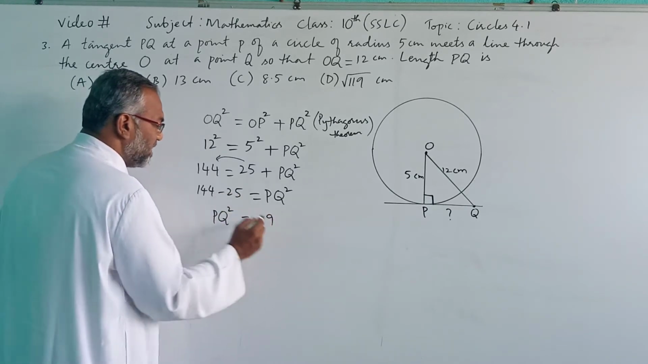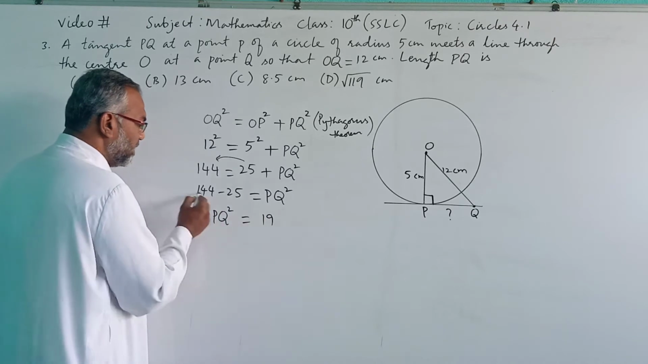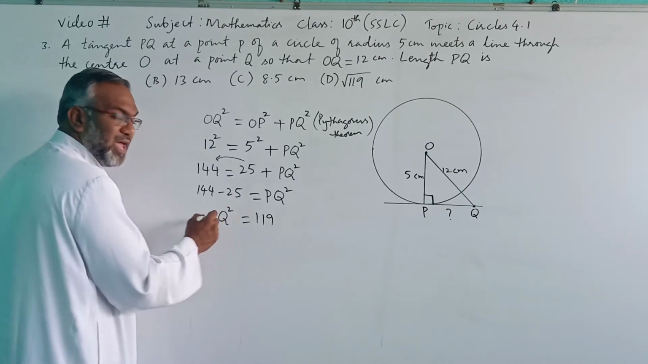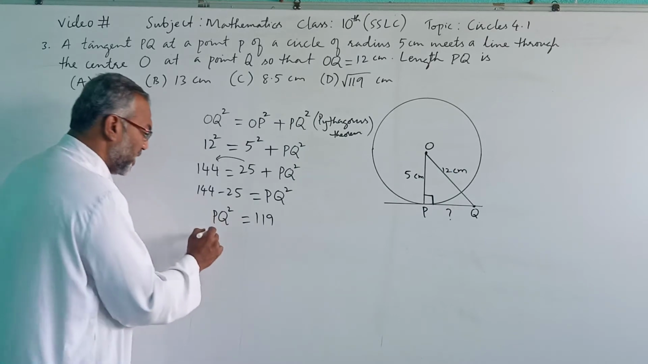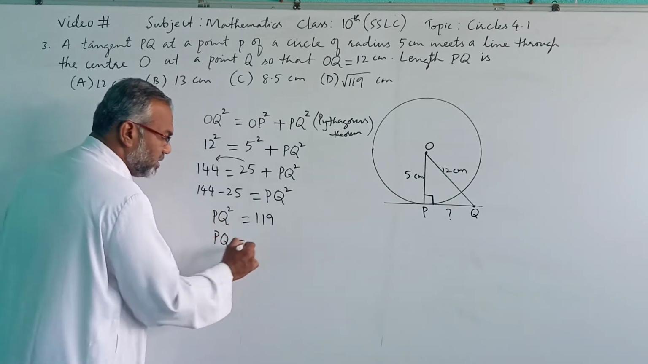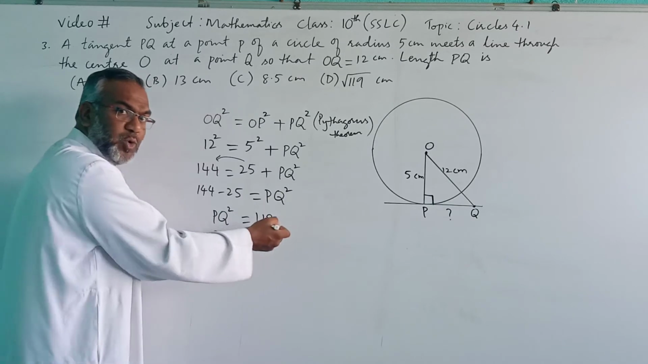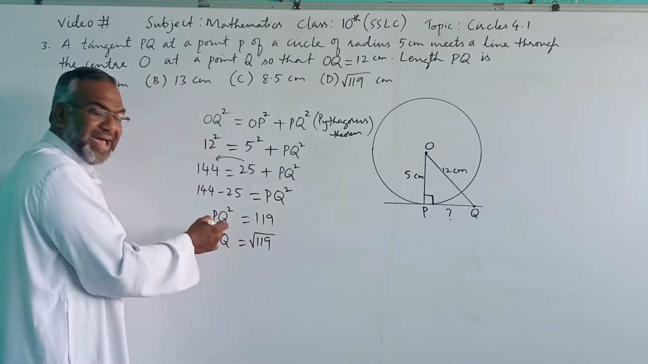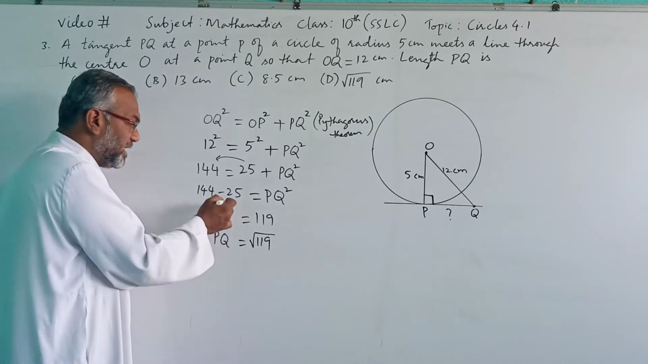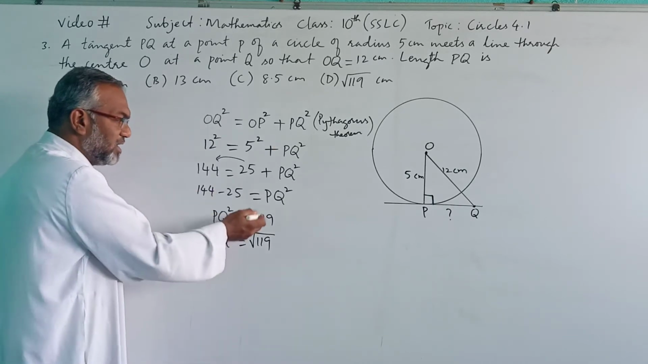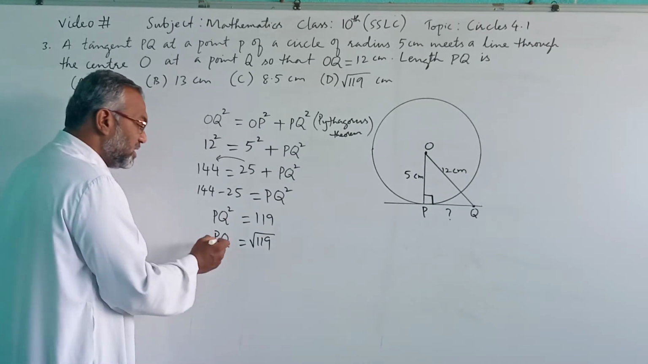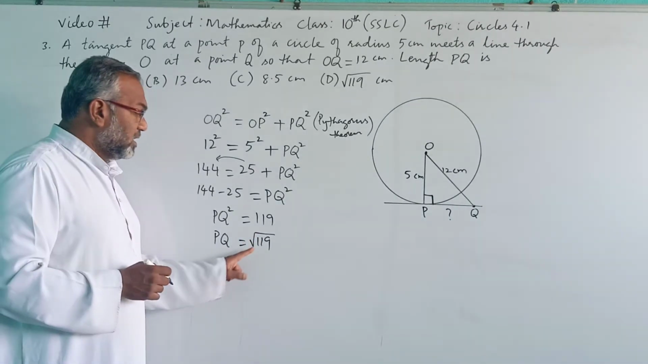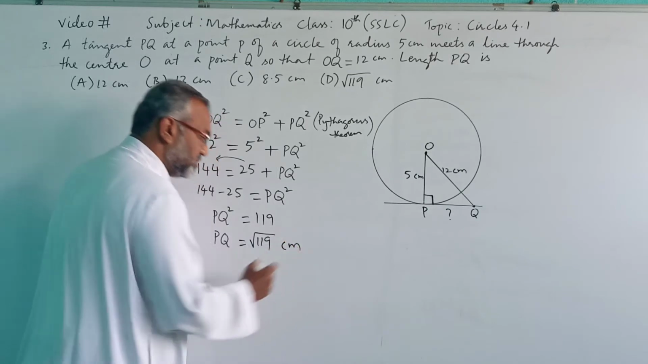14 minus 5 is 9. Here 3 minus 2 is 1, and 1. PQ square is 119. Remove the square. We want PQ, not PQ square. So if you remove the square, the other quantity on the other side will definitely go under the square root. It is the same as taking the square root on both sides; this square root will get cancelled and the other will come under the square root, right? So PQ is equal to the square root of 119 centimeter.